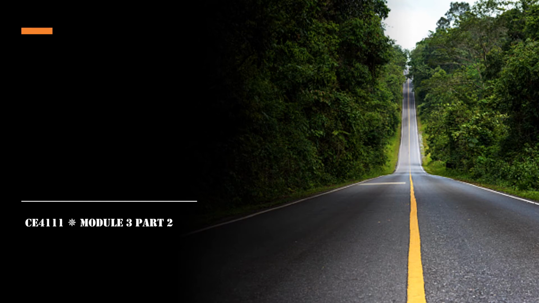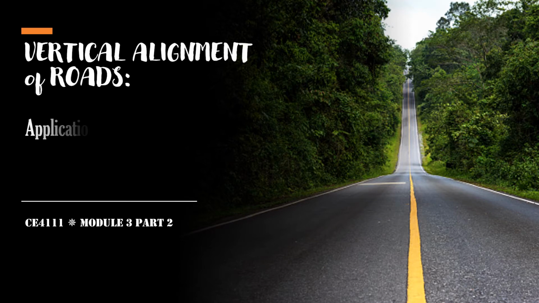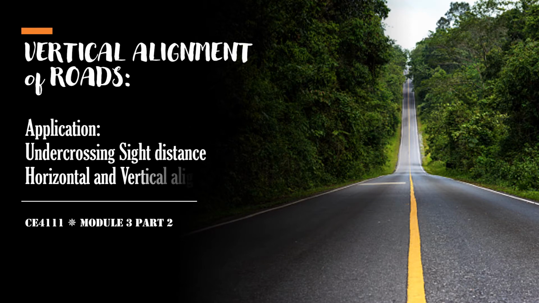Pleasant day to everyone. Today we're going to discuss a supplemental lecture for Module 3 of the subject CE4111, Highways and Railroad Engineering. So for vertical alignment of roads, we'll be discussing in this lecture the application of the sight distances for undercrossings on sag vertical curves and the application of alignments for both horizontal and vertical alignment.